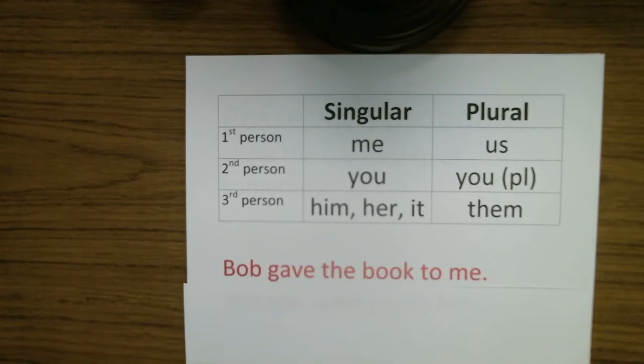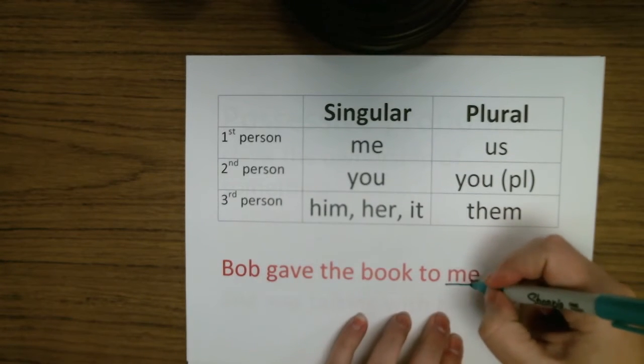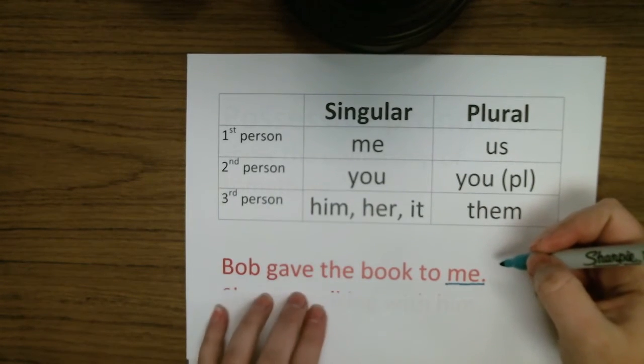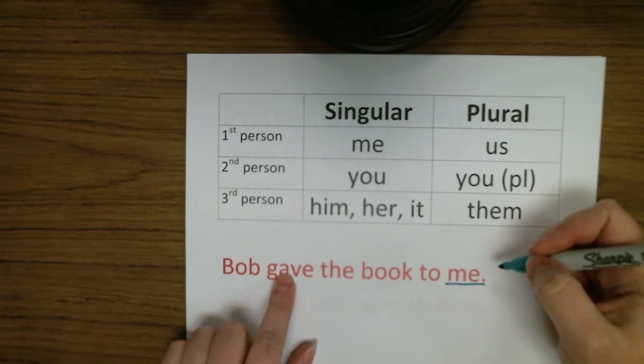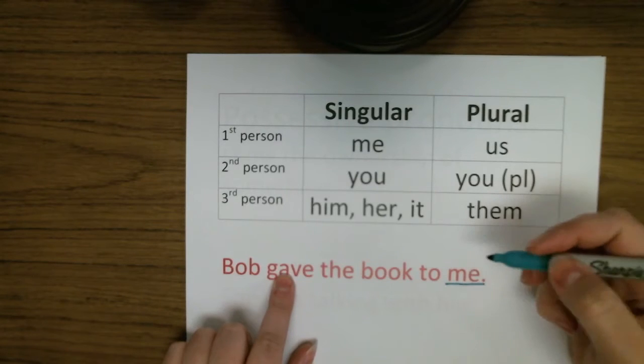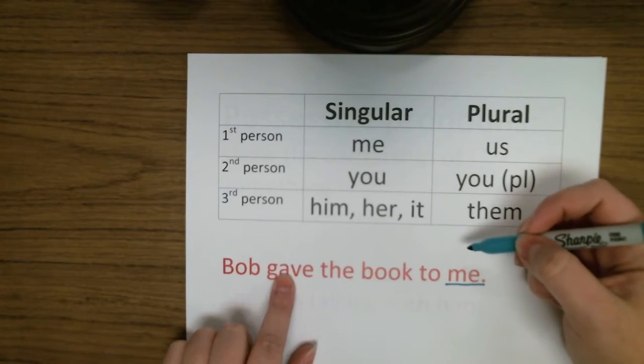Here are some example sentences again. Bob gave the book to me. Well, here's my object pronoun, and look, where's my verb? My subject is Bob, my verb is gave. Me, my object pronoun, is coming after my verb and receiving the action of the verb.